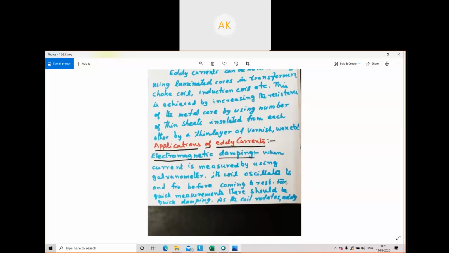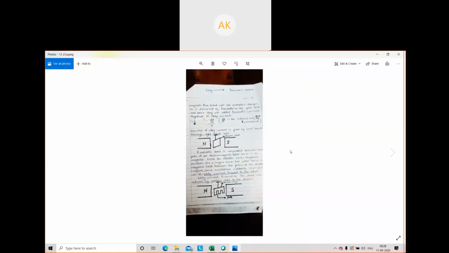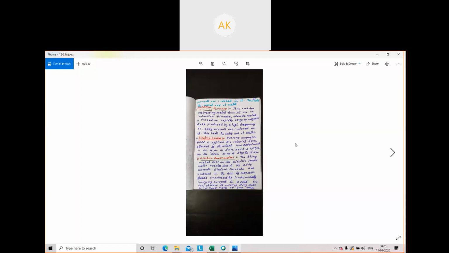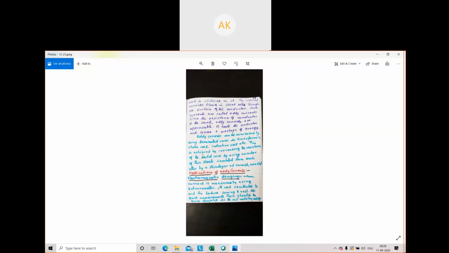As the coil rotates, what happens? Eddy current will be formed, and that eddy current opposes the change in flux. So what happens? It will be stopped suddenly. Understand? So that is an application of eddy current: electromagnetic damping in a galvanometer. The eddy current formed is making us read that fast. We get the reading very fast because of the damping.